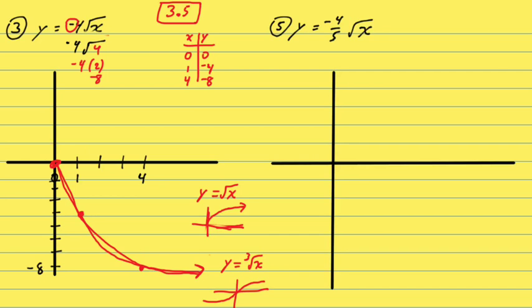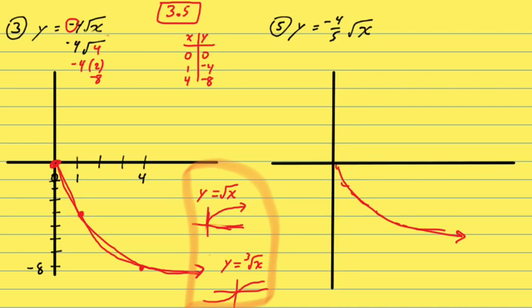Once you learn what these look like, it's not too bad to get a visualization of the graphs. For example, this one is a square root of x, so I know it would be like this, but it's negative, so that means it's probably down here, right? So that's pretty much all you've got to do.